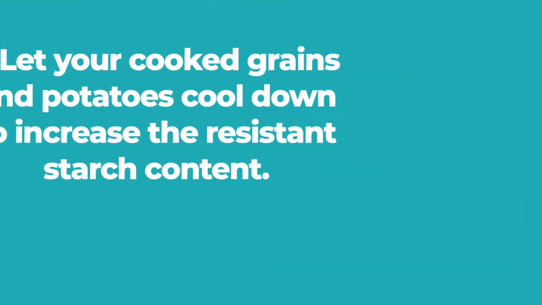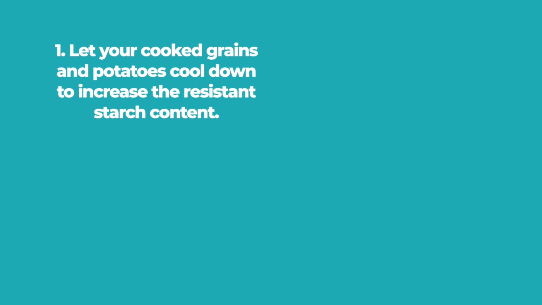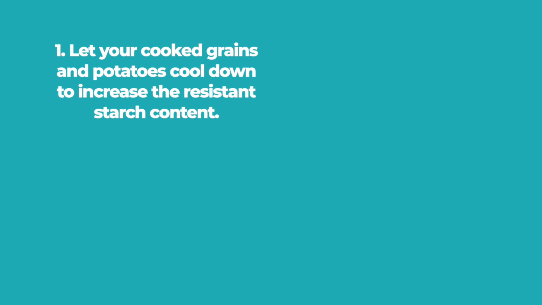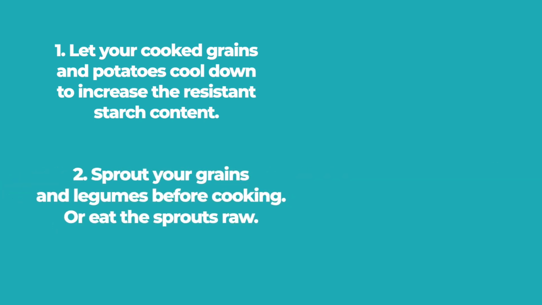Next, I want to give you some very good tips on how to lower the glycemic load of some plant foods. You can let your cooked grains and potatoes cool down, best overnight, before you eat them. It's because cooking and cooling increases the resistant starch content. You can read more on resistant starch from the low glycemic diet guide. Next, you can sprout your grains and legumes before cooking. It's very easy to sprout them. I have several tutorials on my blog and here on YouTube.